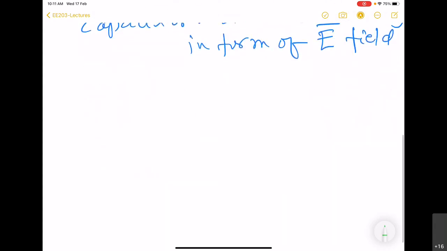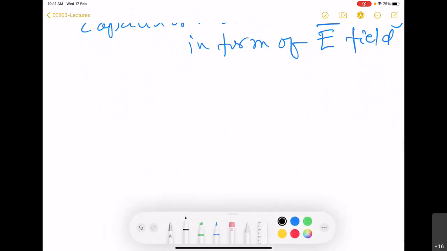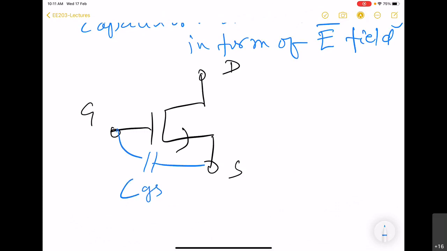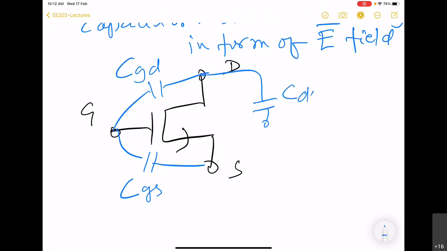Now in terms of symbol, if this is the MOS, and here we have gate, drain, source, and the fourth terminal is bulk, there will in general be capacitors between gate and source, which will be called CGS, then a capacitor between gate and drain, CGD, then from drain to bulk, CDB. This is the bulk node. And from source to bulk, CSB. So these four capacitors exist in the high frequency model of NMOS.